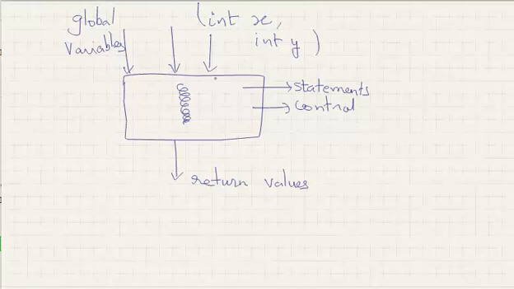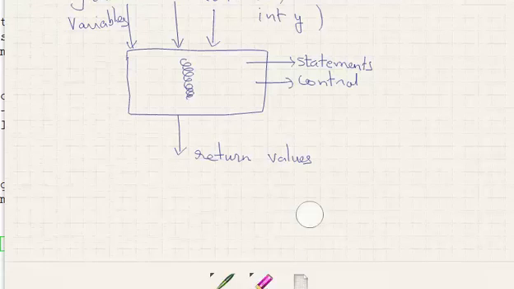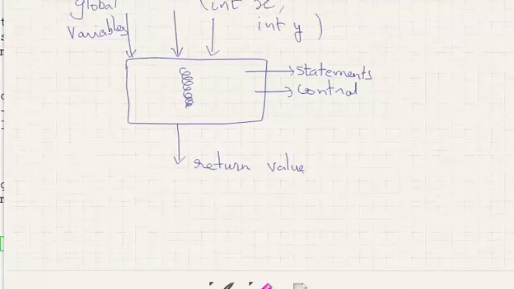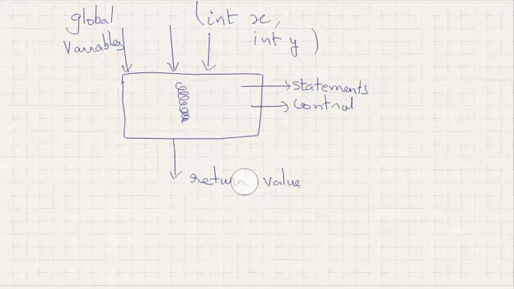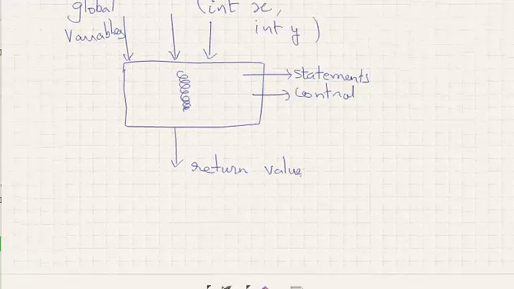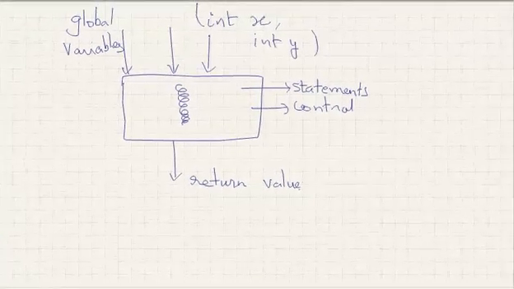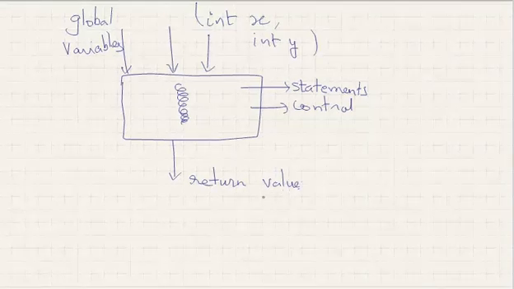You can only return one value in the C language. And it's return value, not values, I'm sorry, just one value. And they can update the global variables. Basically, they can change the state of the program.